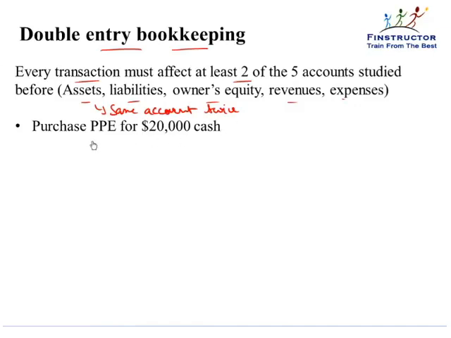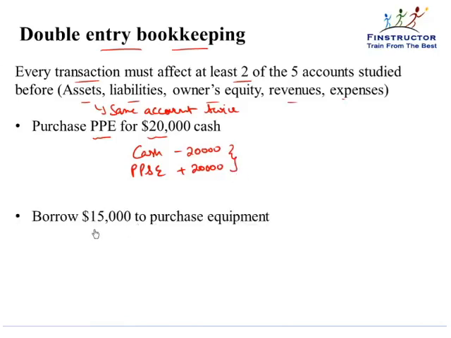So if we purchased property, plant, and equipment worth $20,000 in cash, which two accounts will be affected? Cash, which is an asset account, will reduce by 20,000, and another asset account, that is property, plant, and equipment, will go up by 20,000. So in the first example, both asset accounts are getting affected.